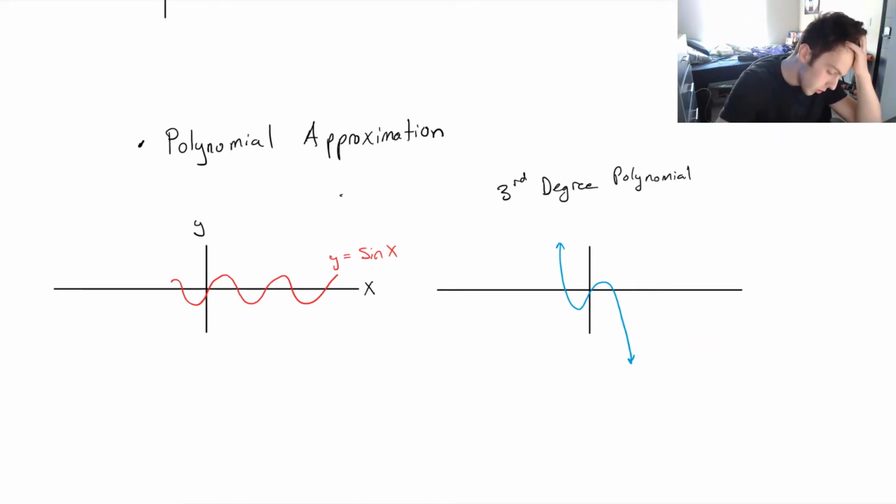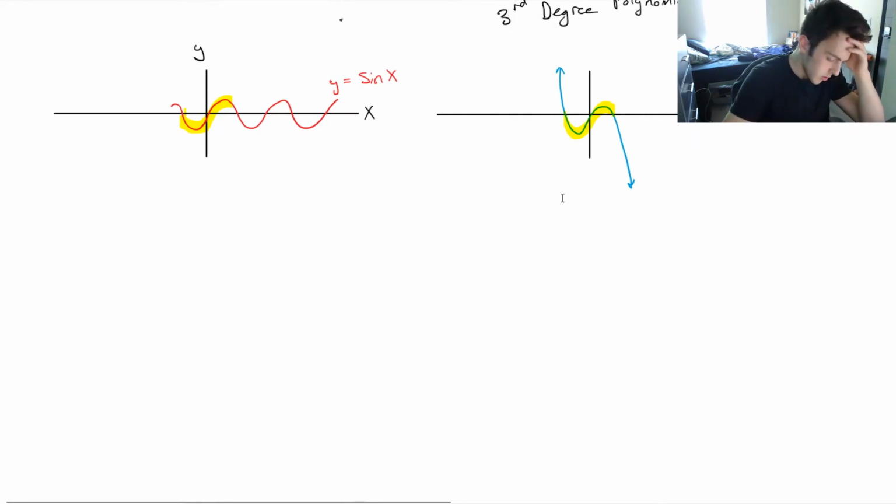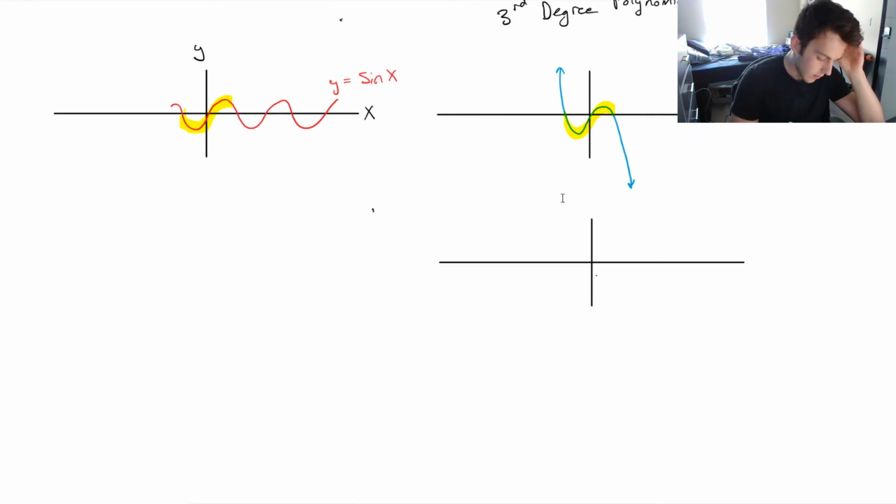So you'll notice here that this section right here that I've just highlighted looks very similar to this section of the trig function, right? And what I want to show you is that if I were to go to a higher degree and increase the number of degrees, then I could theoretically make something that looks kind of like that, right?